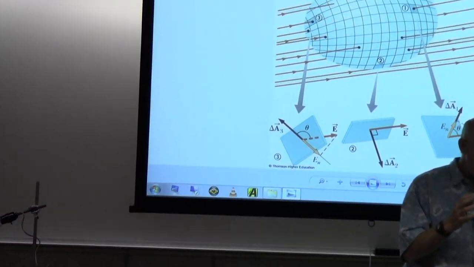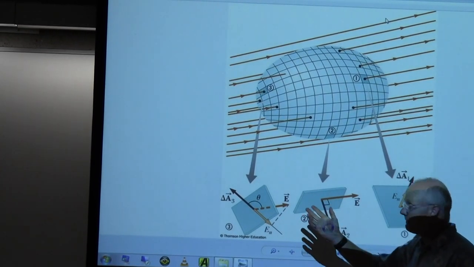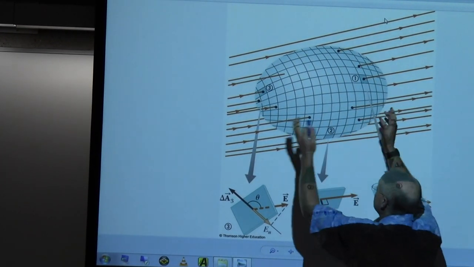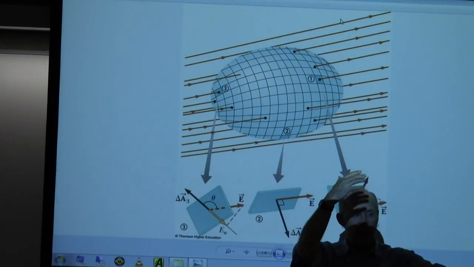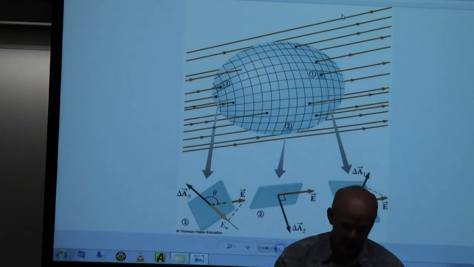All right, so back to this picture here. Here is this ellipsoid of revolution, or this egg. Here is the electric field. The brown lines are the electric field. Out in the middle of space somewhere, we have this surface. And I want to emphasize, it's a mathematical surface.